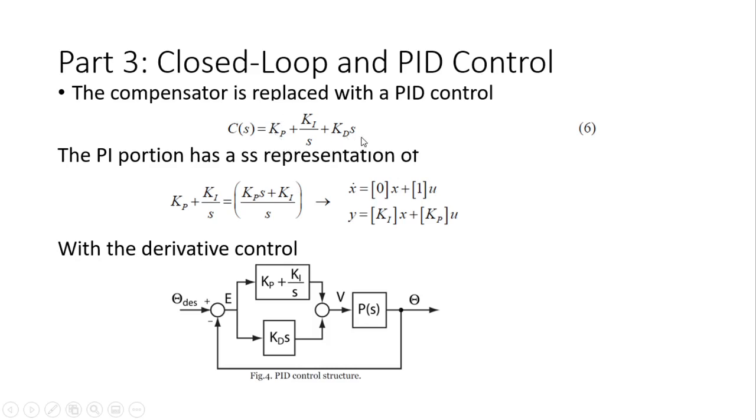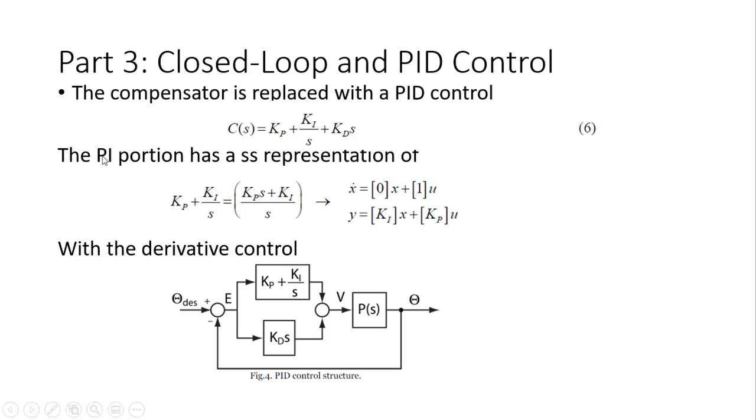If you use a common denominator, you'll see the denominator has s, but the numerator has s squared. So we just take out the derivative control for now, and we just look at this one, the PI controller. The PI portion has a state space representation like this. If I ask you what this is a transfer function of, in terms of the variables you see in here, it's the output y over input u. You should make sure that this is the right state space model for this.